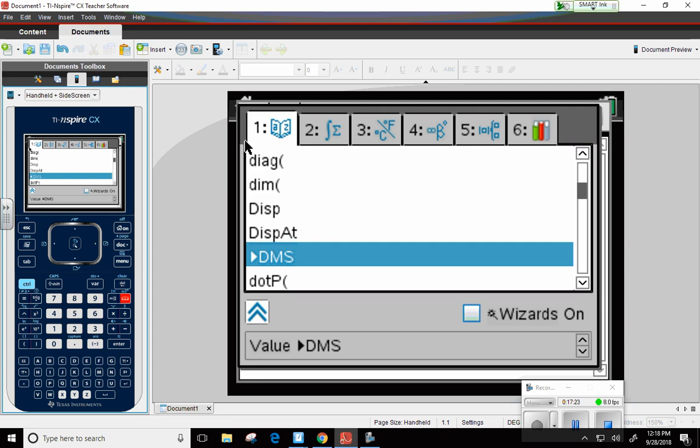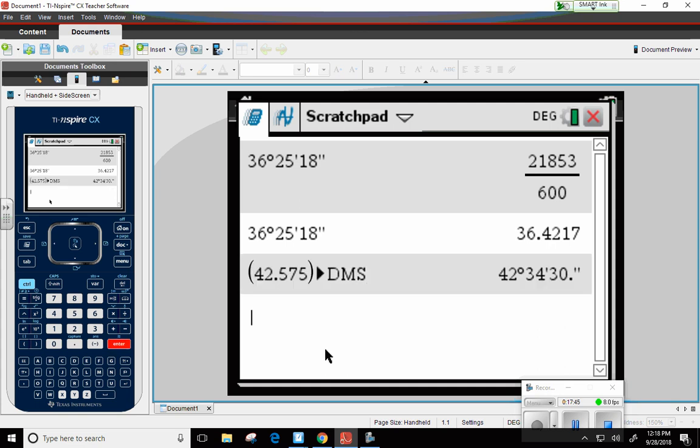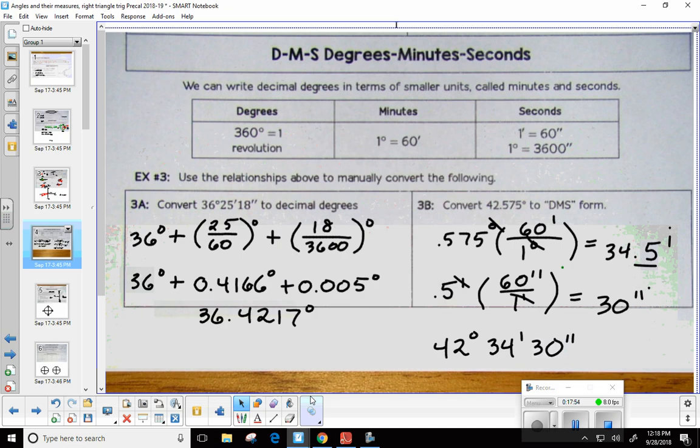Okay. Now, even if your value is at the very top of the alphabet, if you click D on your keyboard, it'll automatically jump you to the beginning of the Ds. But what you need is DMS. Degrees, minutes, seconds. Okay. So I click that. Here's the command. It says take 42.575, change it to degrees, minutes, seconds. When I click enter, it automatically does that for me. Okay. And 42 degrees, 34 minutes, 30 seconds. Well, you'll notice that is exactly what we have right here. Okay. All right. So any questions on how to convert those in the calculator?